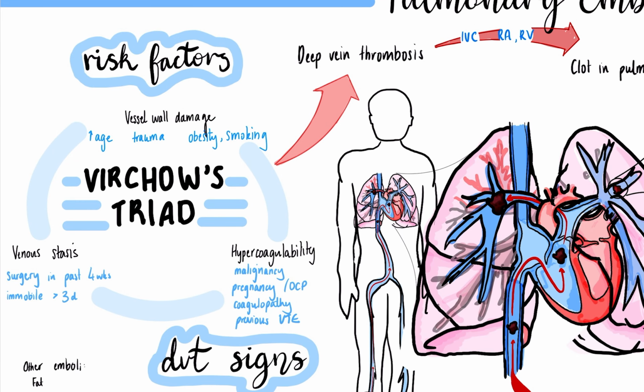The risk factors for a pulmonary embolism, and today we're mainly talking about thromboses, so blood clots, can be summarized using Virchow's triad. Virchow's triad points to the 3 things that predispose someone towards developing a clot. These 3 things are vessel wall damage, hypercoagulability, and venous stasis. Under these headings, we've got the risk factors that make someone more likely to have a pulmonary embolus.